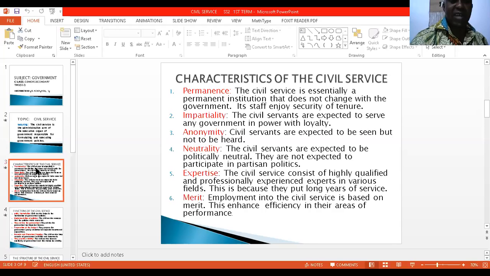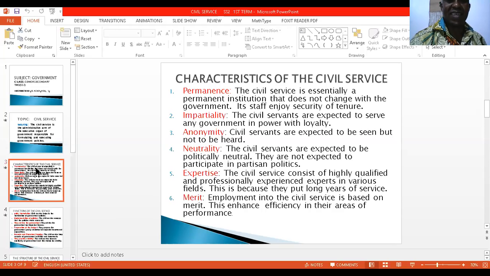Number one is permanence, impartiality, anonymity, neutrality, expertise. Then we talk about the last one, merit. Yeah, there is merit there. We know the reason why there is merit. Let's keep going. Permanence.